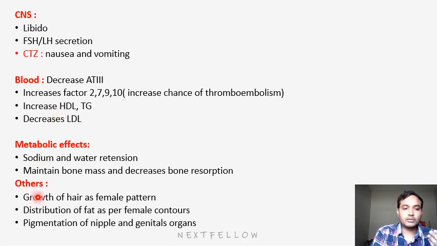There are some others also: growth of hair in female pattern, distribution of body fat in female contours, and pigmentation of the nipple and genital organs. These are the other features of estrogen on the female reproductive system.